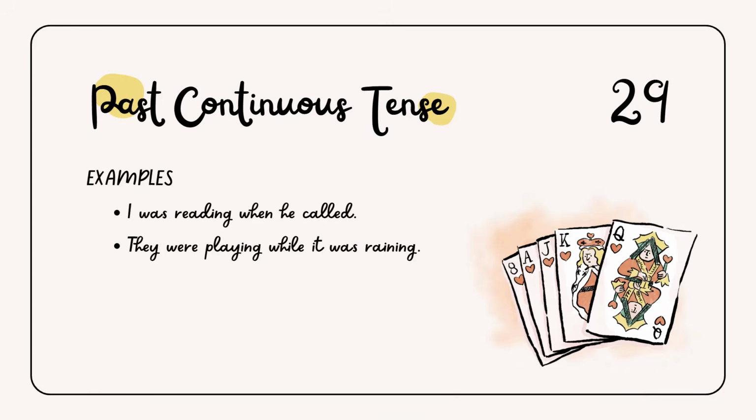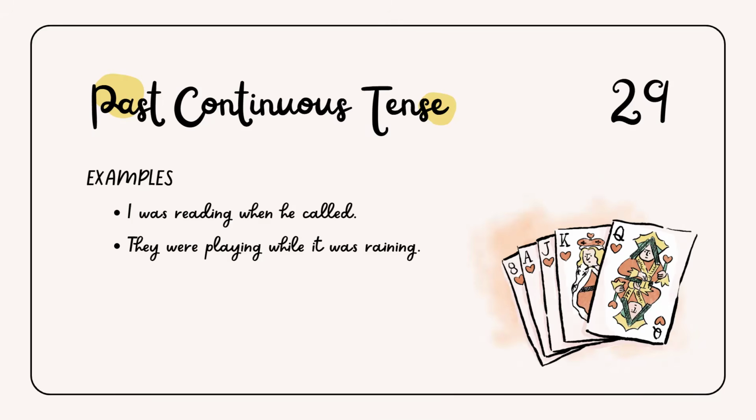Let me give you some examples. I was reading when he called. So two actions were happening at the same time. One action is continuous and the other action is in the simple past. It's not compulsory that one has to be in the simple action and the other has to be in the continuous action. Just think about the action, whether it is taking a lot of time to complete or it is a very short, quick action that got completed very soon.